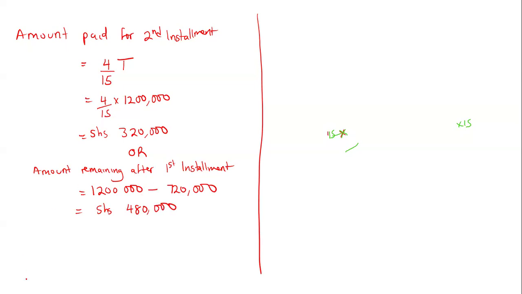And they told you in the question that he pays 2/3 of the remaining amount. So amount paid, it will be now 2/3 of the 480,000. That is what remains. So when you make your calculations, 2 out of 3 times 480,000, you end up with still 320,000. And therefore, you'll conclude and say that the amount paid for the second installment is that. So that is how you make your calculation.